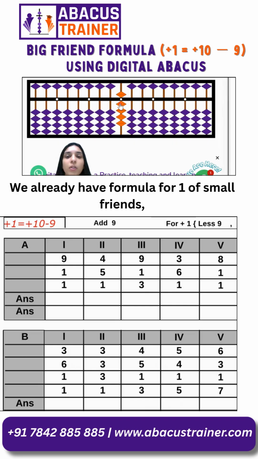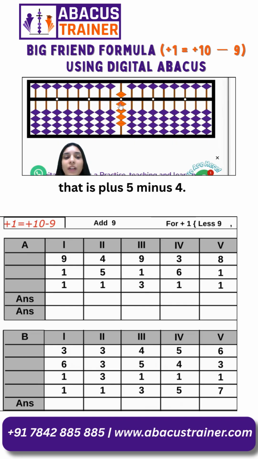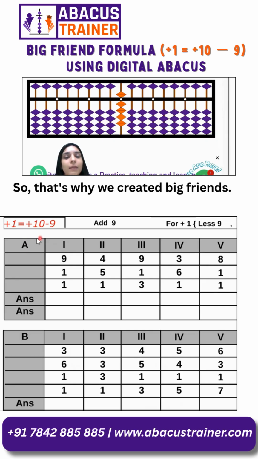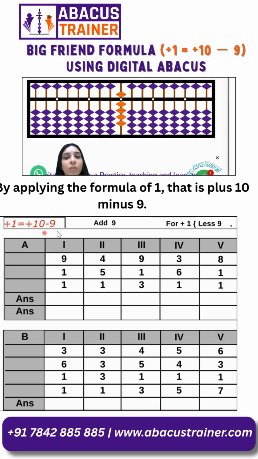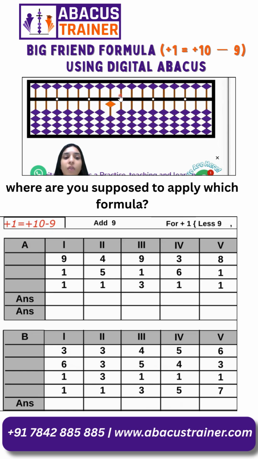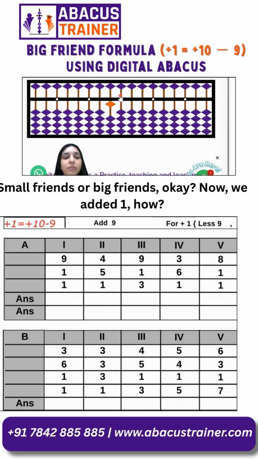We already have a formula for 1 of small friends, that is plus 5 minus 4. But can we do plus 5 here? No, right? So we needed a different formula to come out of situations like these also. So that's why we created big friends. Now how can we come out of this situation? By applying the formula of 1, that is plus 10 minus 9. So you have to check accordingly where you are supposed to apply which formula, small friends or big friends, okay?